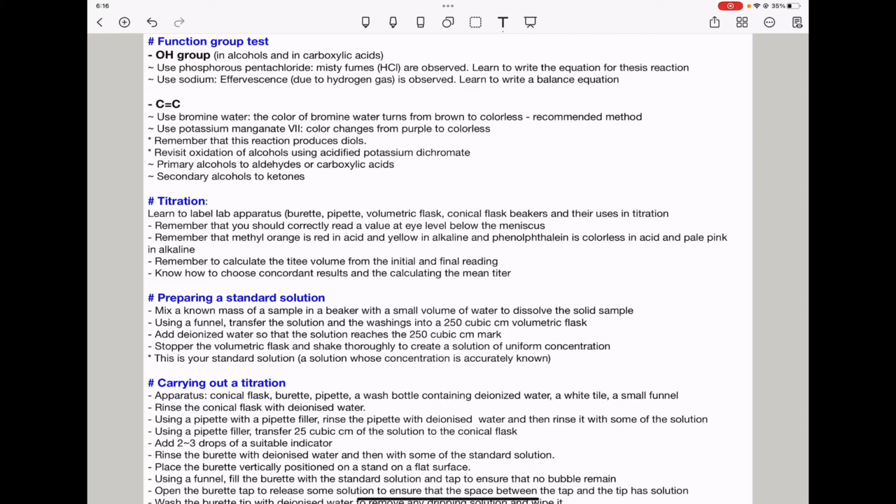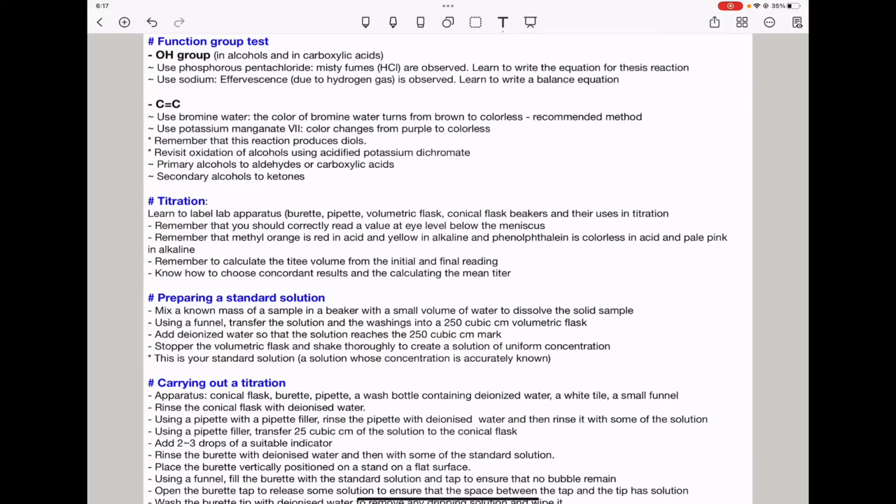Another thing is testing for the carbon-carbon double bond. Here we use bromine water. The color of bromine water turns from brown to colorless, and this is the most recommended method. Although some people can use potassium manganate 7, where the color turns from purple to colorless. You need to remember that this reaction, I'm talking about the one with potassium manganate 7, will produce diols if it reacts with carbon-carbon double bonds.